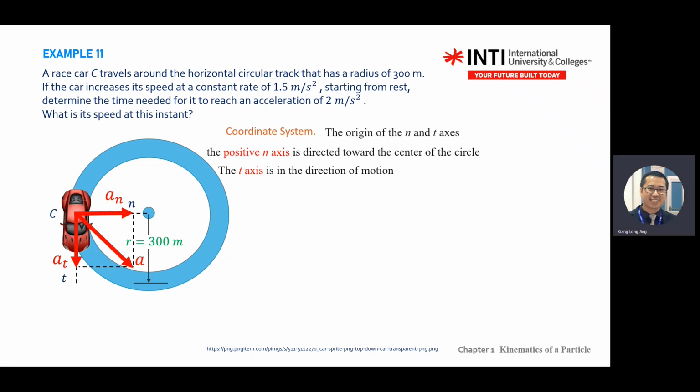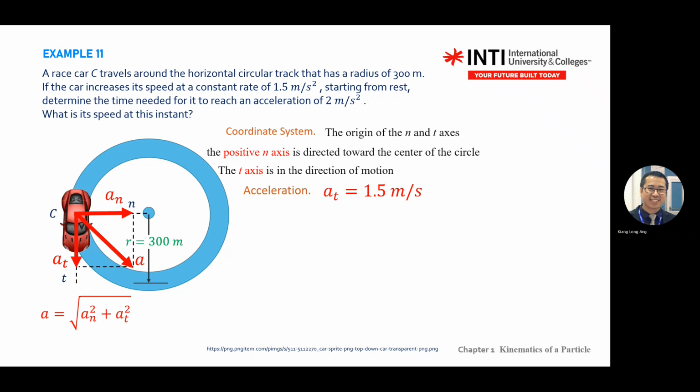So the coordinate system we have already done. For acceleration, in the tangent direction it is 1.5, given there. For the normal direction, there's an equation to calculate, as just now. Again, memorize: An equals v squared divided by rho. Rho is given here.